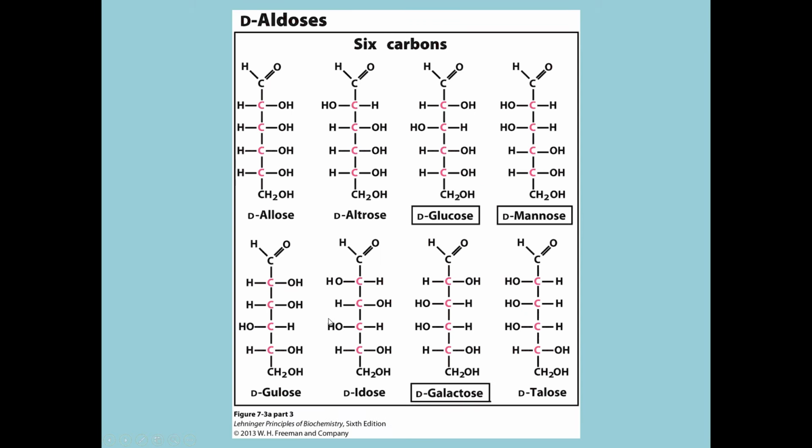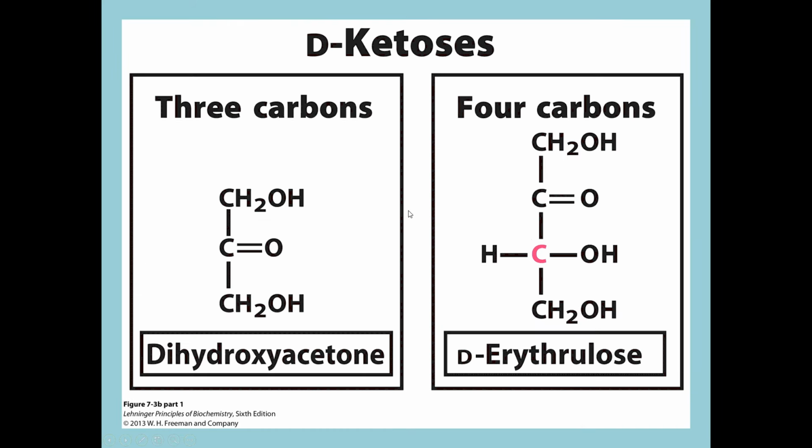Okay. Moving to 6 carbon, we get even more stereoisomers. The most important of these for you to be familiar with would be glucose, mannose, and galactose. So those are all of the aldoses. Now looking at your ketoses. So here's the simplest ketose, dihydroxyacetone, only one that can't be an enantiomer.